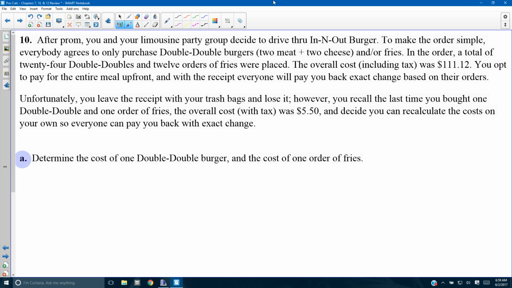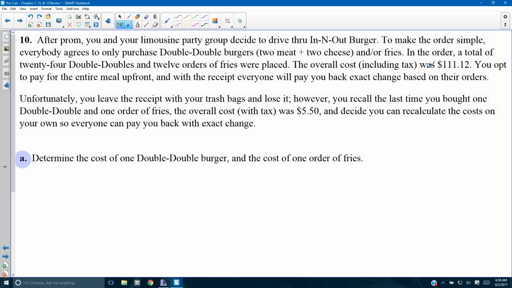After prom, you and your limousine party group decide to drive through In-N-Out Burger. Awesome. To make the order simple, everybody agrees to only purchase double burgers and or fries. Double is two meat and 2 slices of cheese. In the order, a total of 24 doubles and 12 orders of fries were placed. So a combination of all your friends. All right, that'll be 24 doubles and 12 orders of fries. The total cost with tax is $111.12.